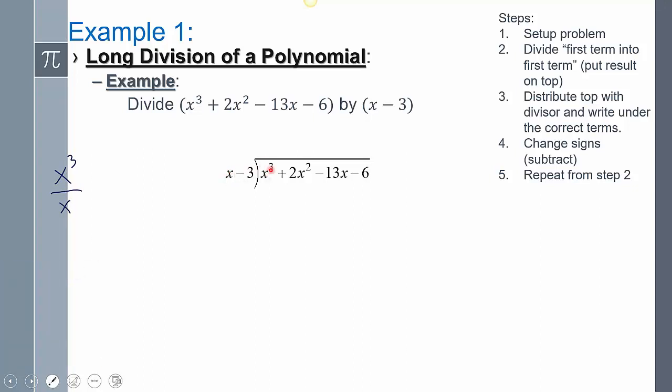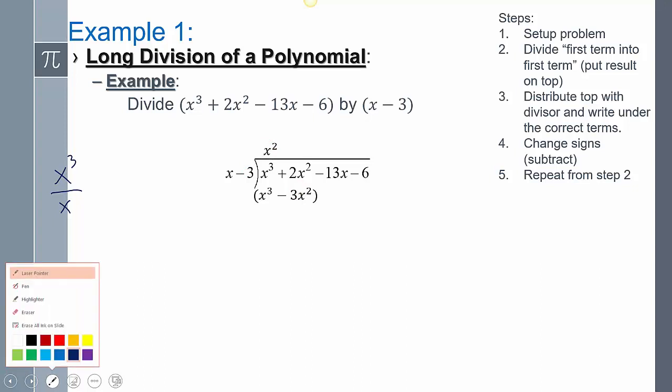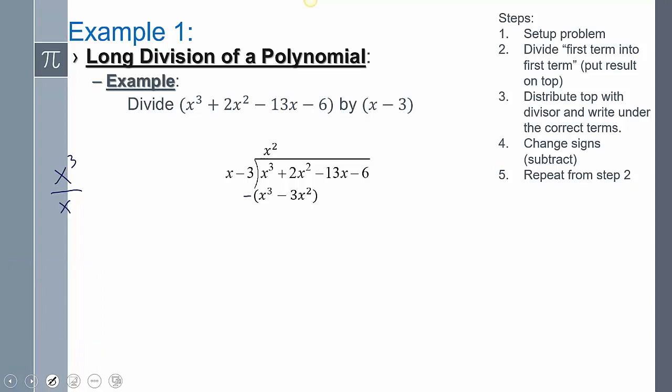So I'm dividing that into x cubed. Now when you do that, you're going to get x squared. And we put that on top. Then we distribute this value here with both of these values, and we put it under the corresponding value. So for example, x squared times x gives me x cubed. Well, I'm going to put that under the x cubed. x squared times negative 3, I'm going to put that under the x squared, because it's x squared. x squared times negative 3 gives me negative 3x squared. Now what we're going to do is we're going to subtract.